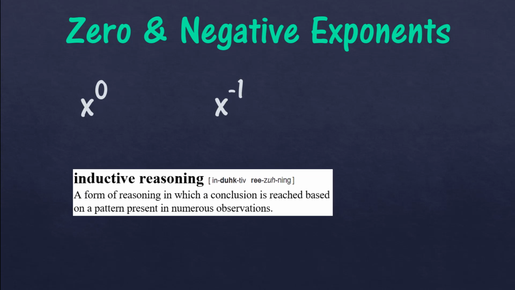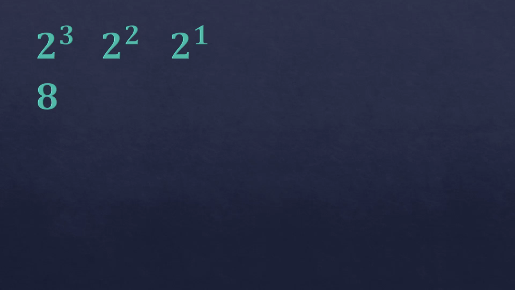We seek to find patterns in the world and use those patterns to make new discoveries or apply them to other situations. So let's look for a pattern. Here are 3 powers of the same base. With each new power, the exponent decreases by 1. Let's evaluate them. 2 cubed is equal to 8, 2 squared is equal to 4, and 2 to the first power, that's equal to 2.